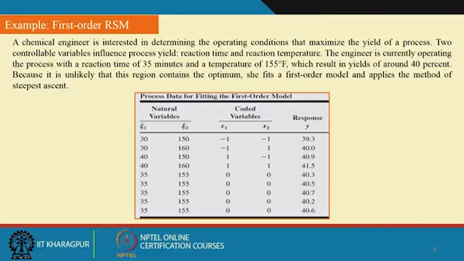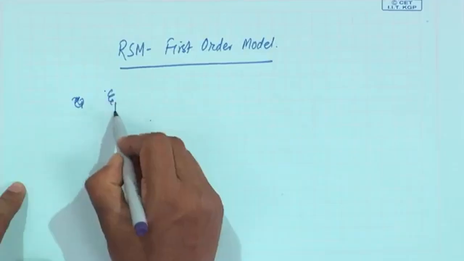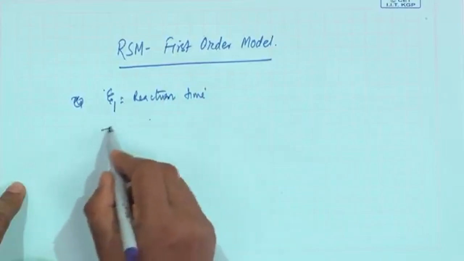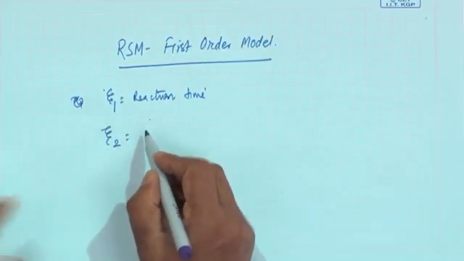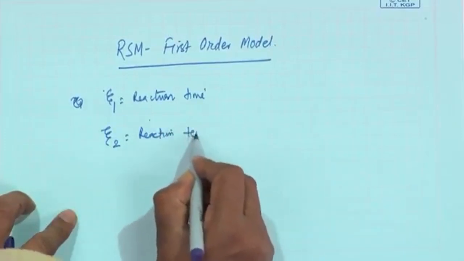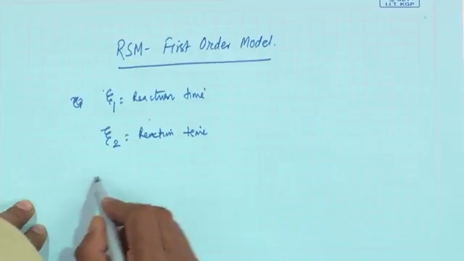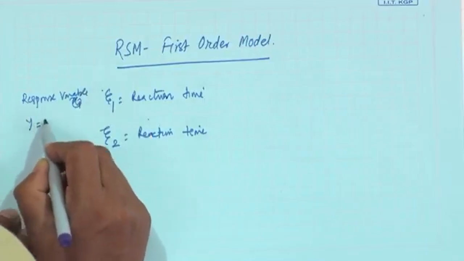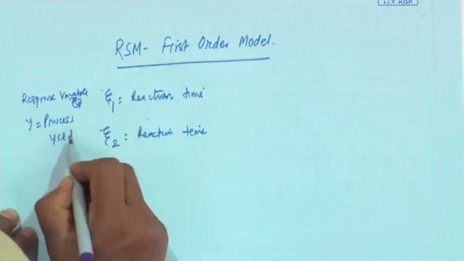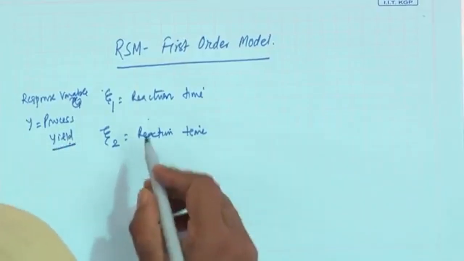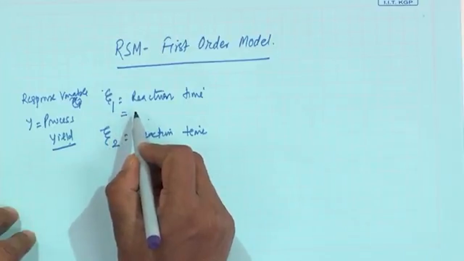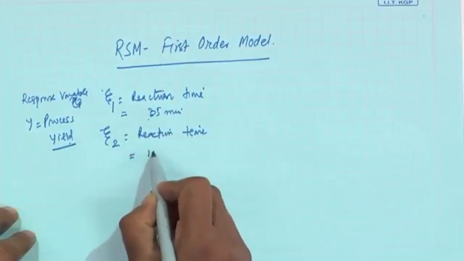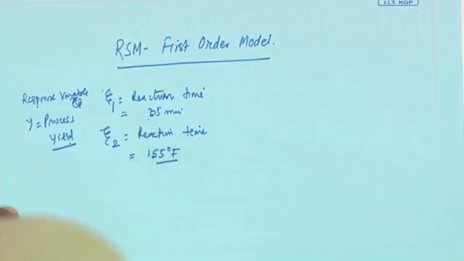One process variable, xi 1, is reaction time, and xi 2 is reaction temperature. The response variable y is process yield. Suppose you are operating with reaction time at maybe 35 minutes and a temperature of 155 degrees Fahrenheit.